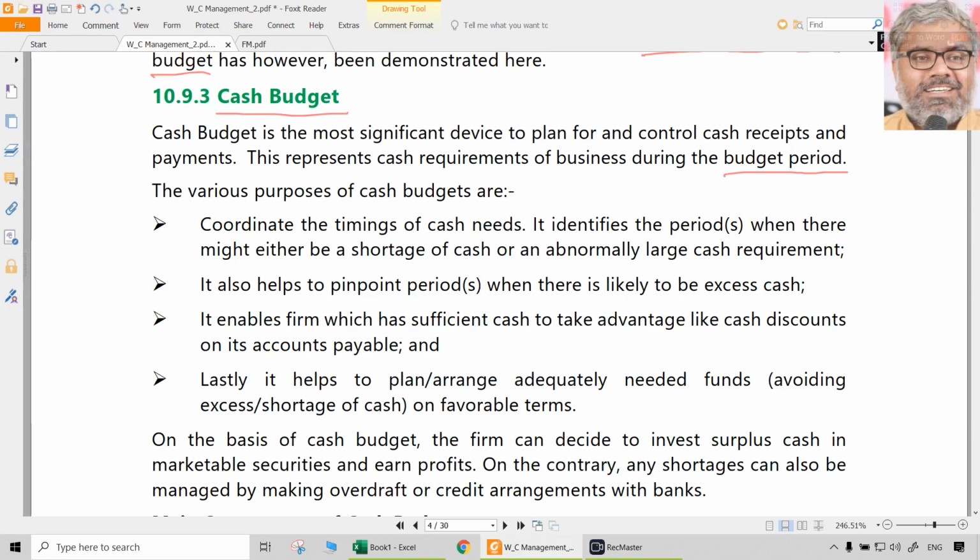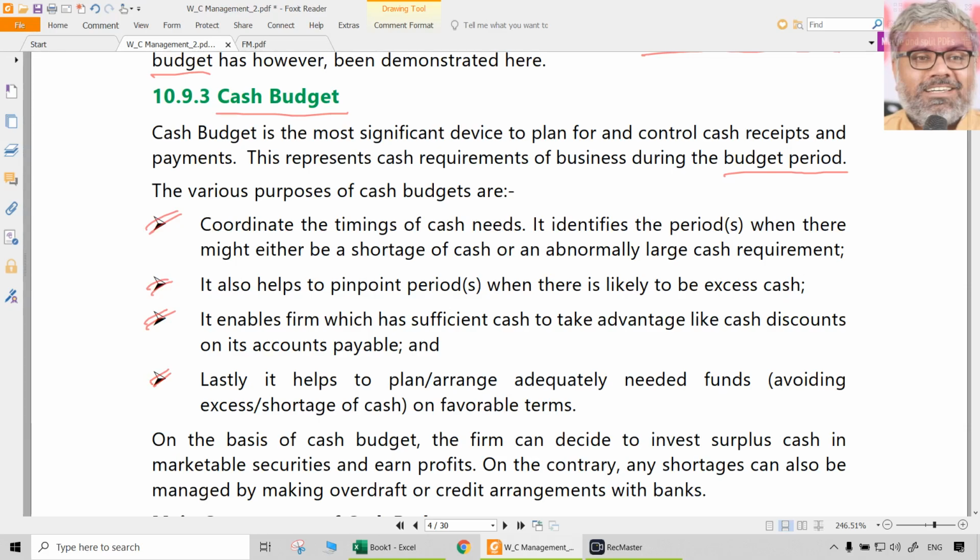And definitely it will help the organization in coordinating the timing of the cash needs and identifying the periods where there could be an excess cash, or sometimes there could be deficit also, and also to take sufficient cash, if at all some firms have, that can be taken as advantage for obtaining cash discounts on the accounts payables. Let us say you have sufficient cash, and if your creditors are offering you cash discount for paying early, why not take it? So that decision can be taken also, part of the payables management, when the sufficient cash balances are available. Like that, it will help to plan or arrange the needed funds.